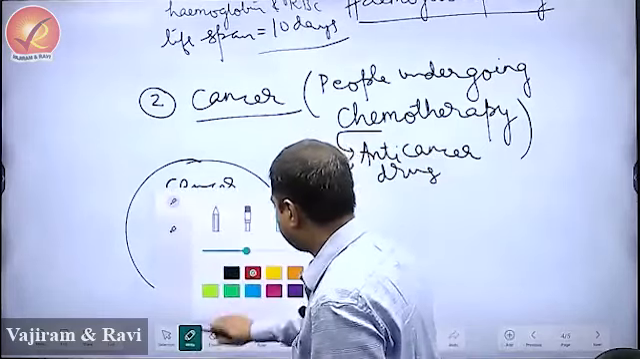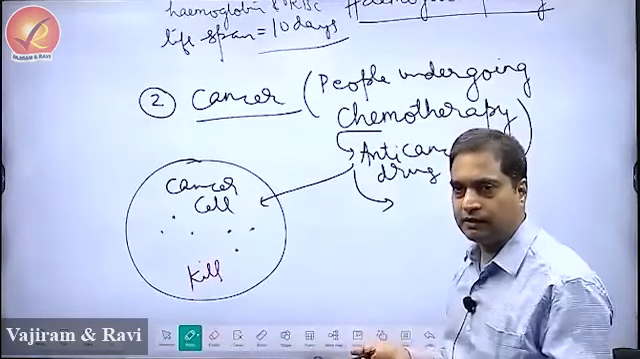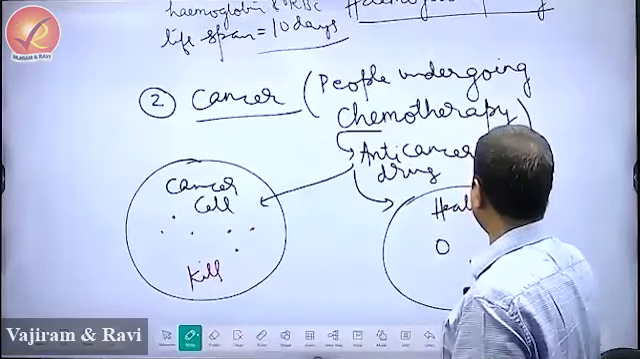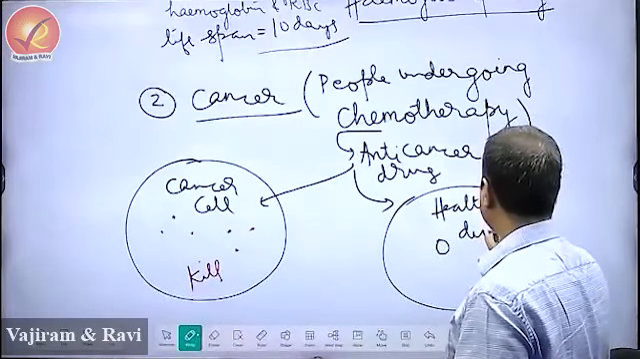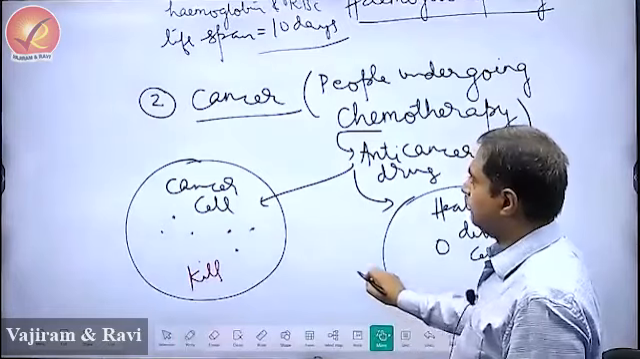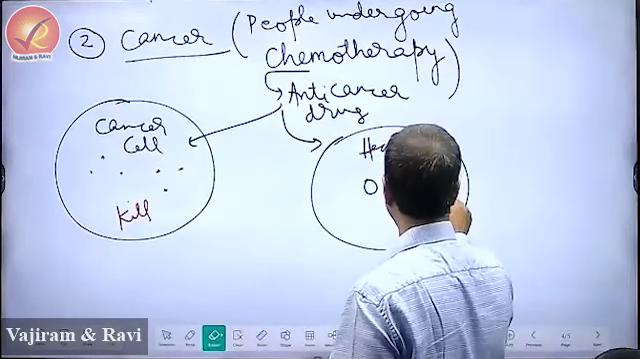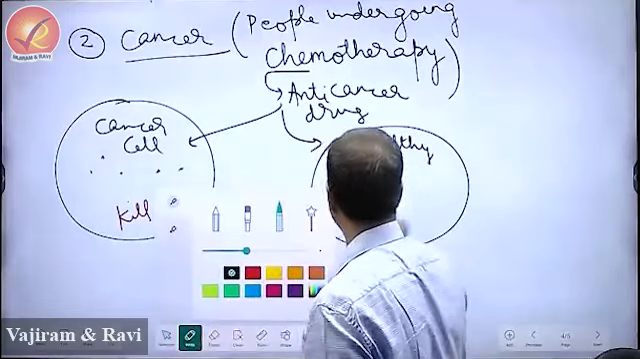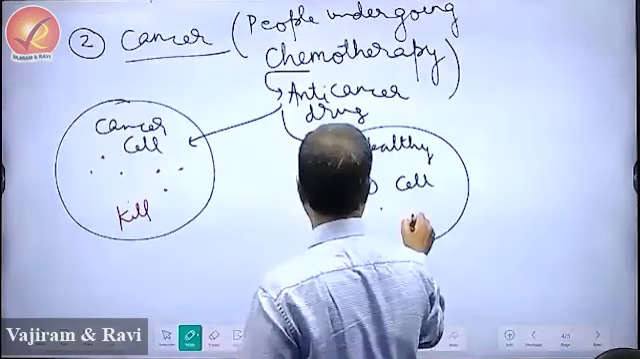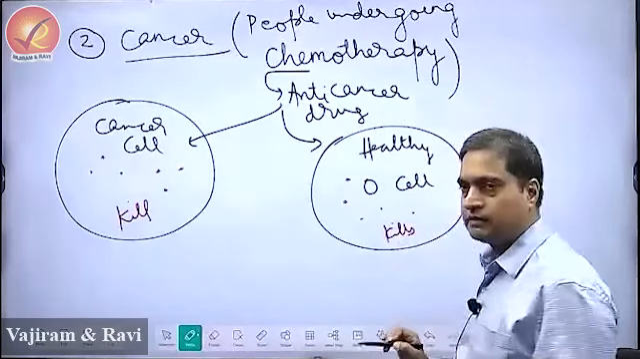However, these anti-cancer drug molecules do not know which is a cancer cell and which is a healthy cell. So they will also be absorbed by healthy dividing cells also. Or you can simply write healthy cells. So the anti-cancer drug molecule also enters the healthy cell. So unfortunately, it also kills the healthy cells.